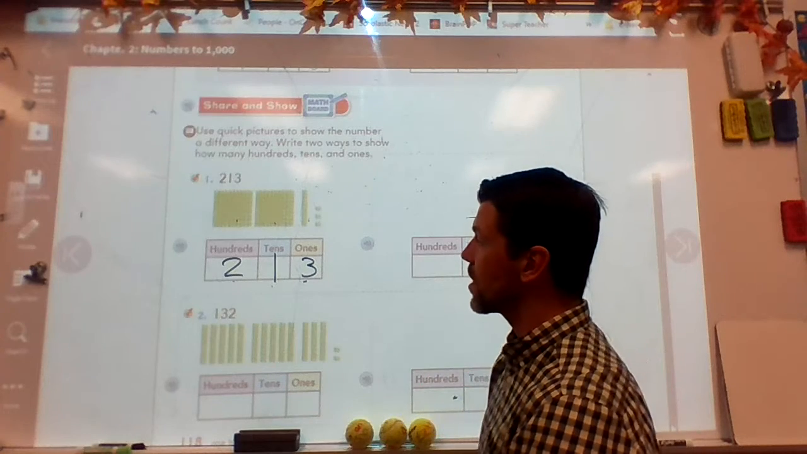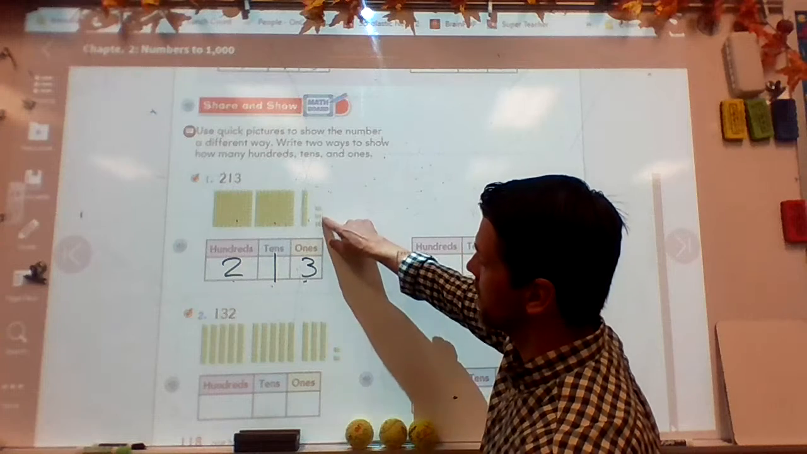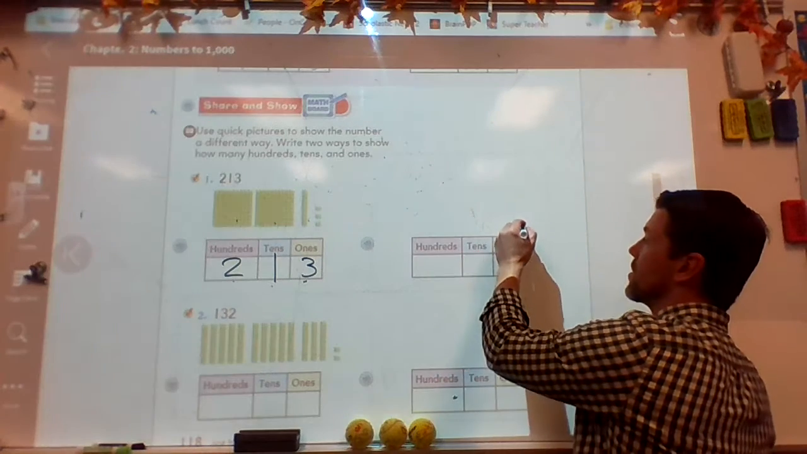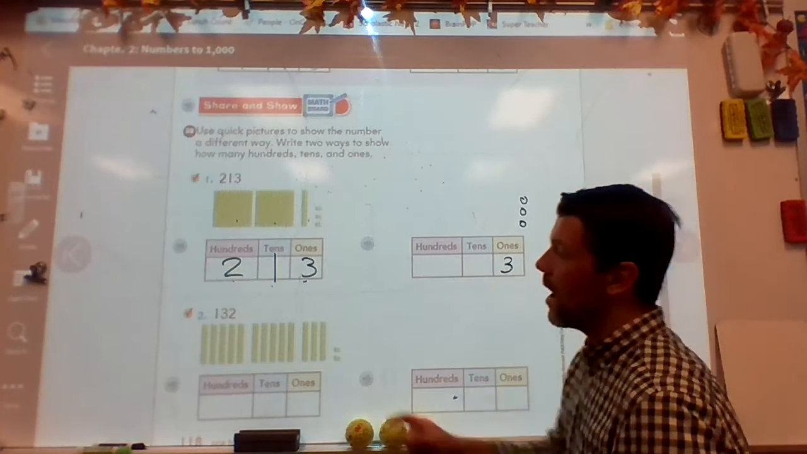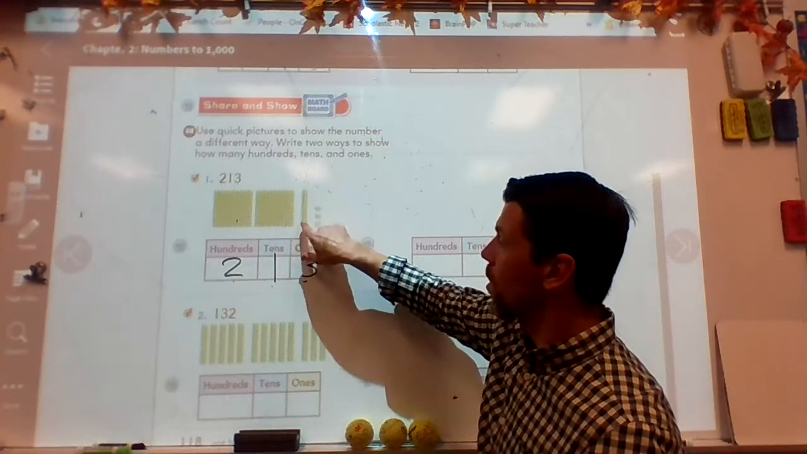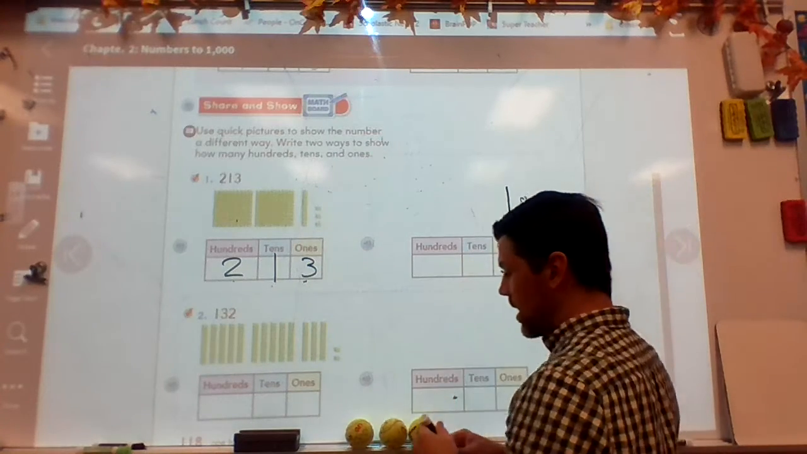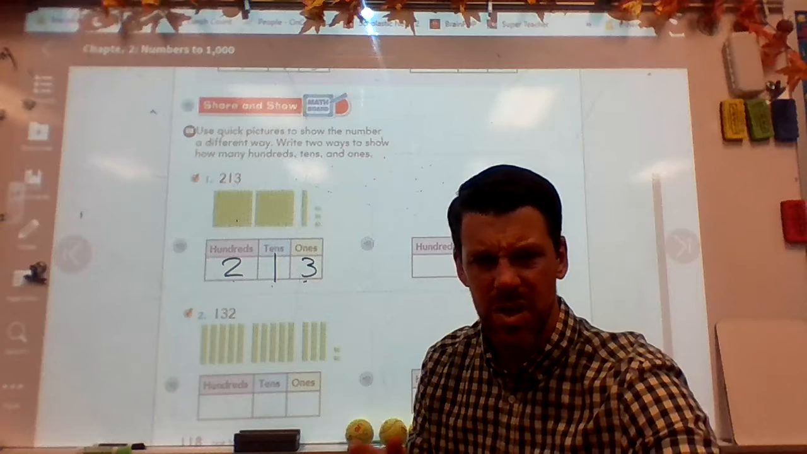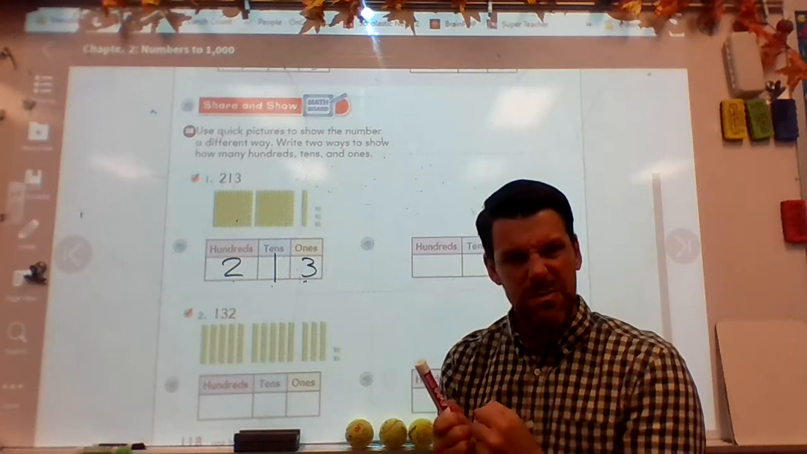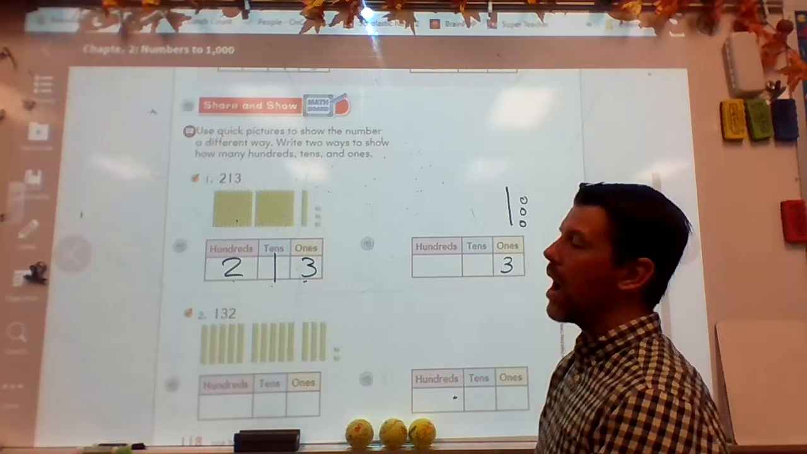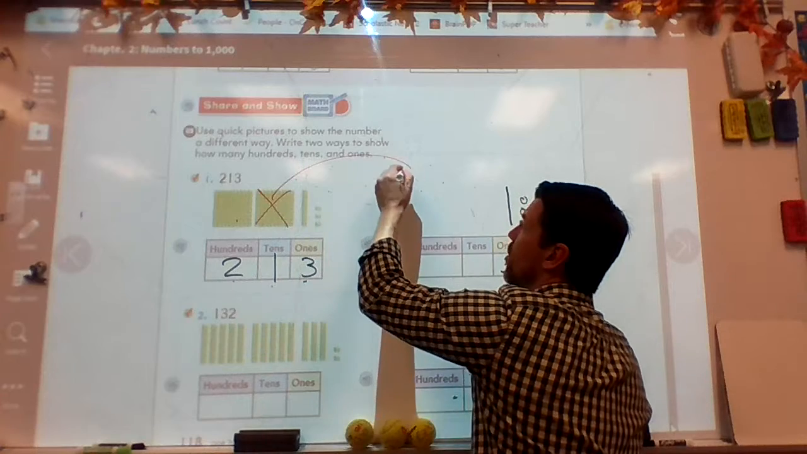So the first thing I'm going to do is I'm going to label my ones. 1, 2, 3. My 3 ones. Now I'm going to move over my 1 ten first. Now I'm going to break apart my 100 here. So I'm going to cross it out, and I'm going to bring it over.